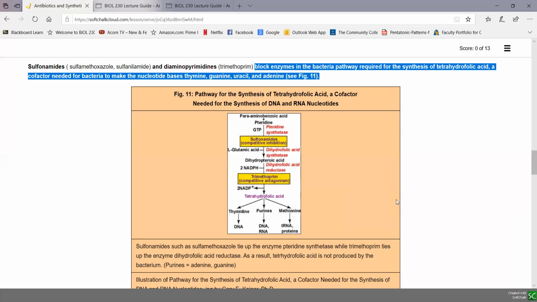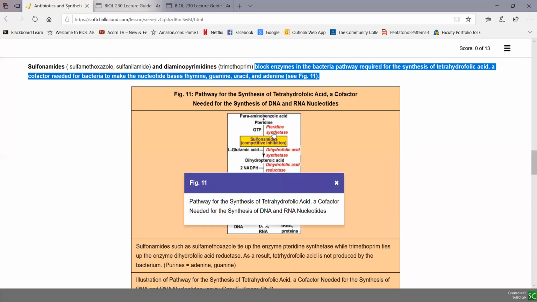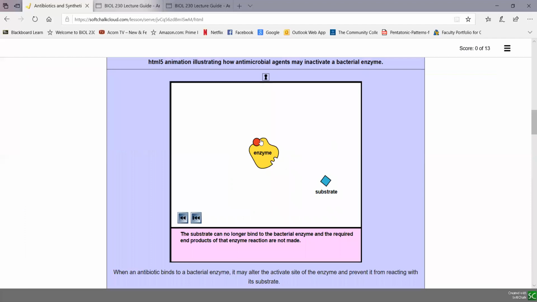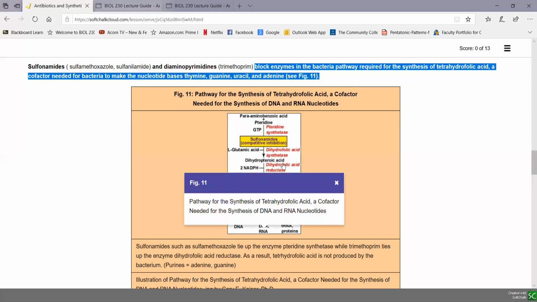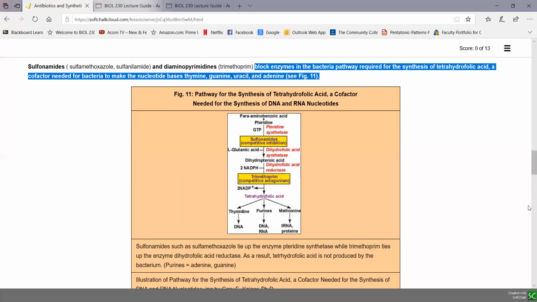So it turns out the sulfonamides, the first of the drugs here, bind to the first enzyme in the pathway. And remember, if the drug binds to the enzyme, that alters the active site so the enzyme doesn't function. And then the trimethoprim binds to the third enzyme in the pathway. So by tying up two of the three enzymes in the pathway, that prevents the bacteria from synthesizing tetrahydrofolic acid, and without that, they can't make the building blocks for DNA and RNA. And these two are often combined under the brand name Septra or Bactrim.